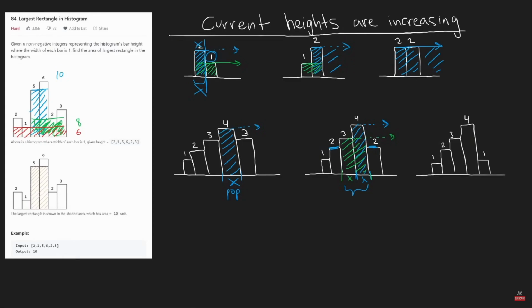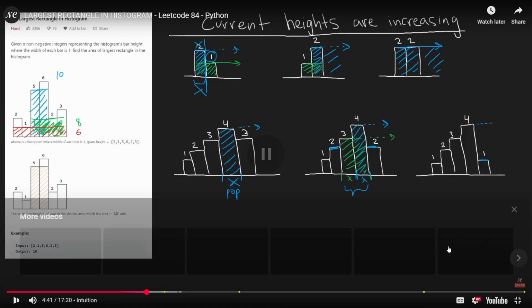Let's look at one last example to drive this point home. So now we have a 1 over here, right? So we can't extend the 4.